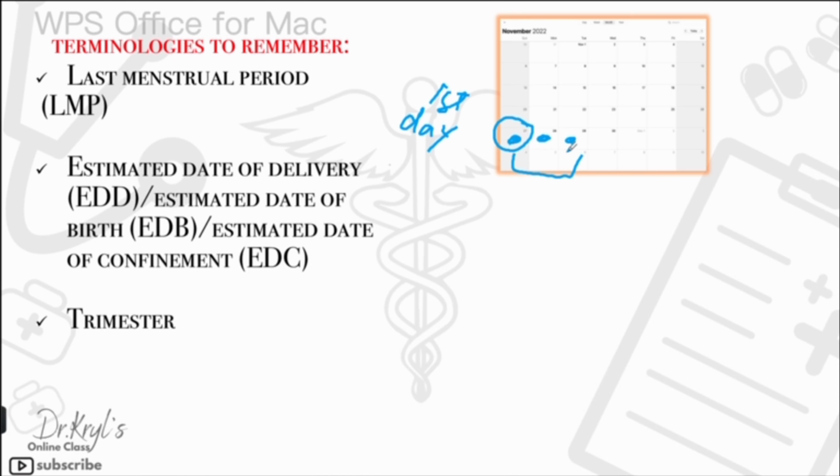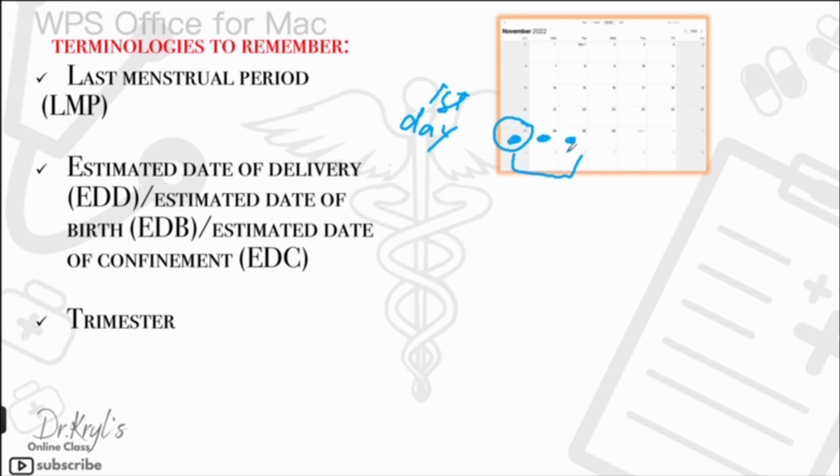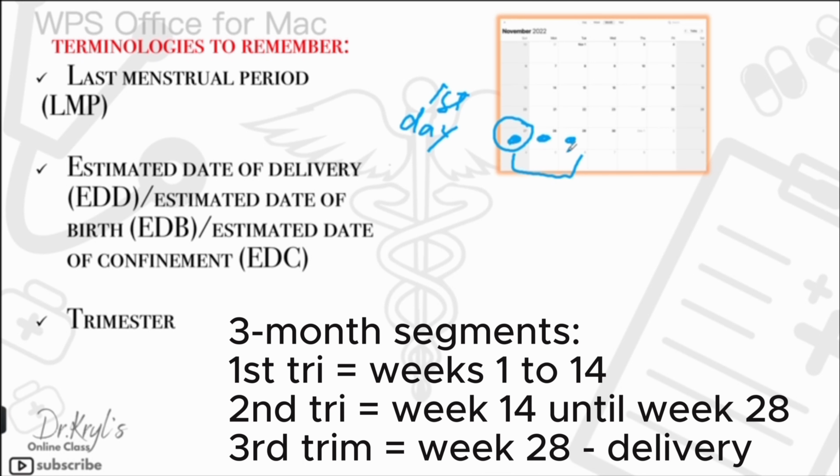So, when we say trimester, this is the length of pregnancy divided into three-month segments. The first trimester is from weeks 1 to 14. The second trimester is from week 14 until week 28. And the last trimester refers to week 28 through delivery.